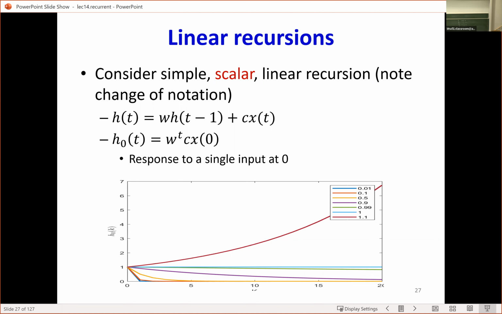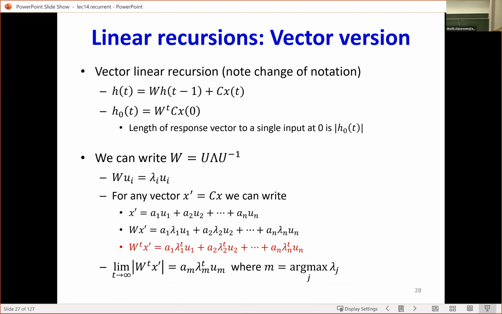So this is for scalar functions where w is a simple scalar. I can do the same thing for vectors. If my x and h are vectors, the behavior is much the same. If x0 is a vector, h0, then h1 is going to be w times x0, h2 is w squared times x0, and ht is going to be w raised to t times x0, where w is the recurrent weights matrix.